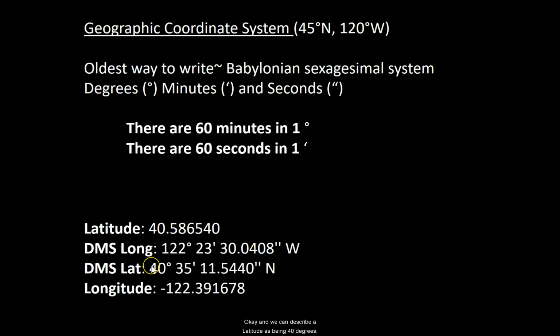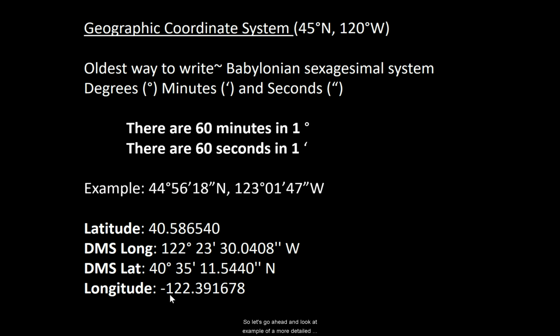And we can describe a latitude as being 40 degrees, 35 minutes, and 11.5440 seconds north. We can also use negative and positive values in decimal degrees to describe which hemisphere you're referring to. For example, the fact that we see 40.586540 as a positive number means this is in the northern hemisphere. However, if we were to see this as a negative 40, this would represent the southern hemisphere. The same thing can be said for longitude in the western or eastern hemisphere.